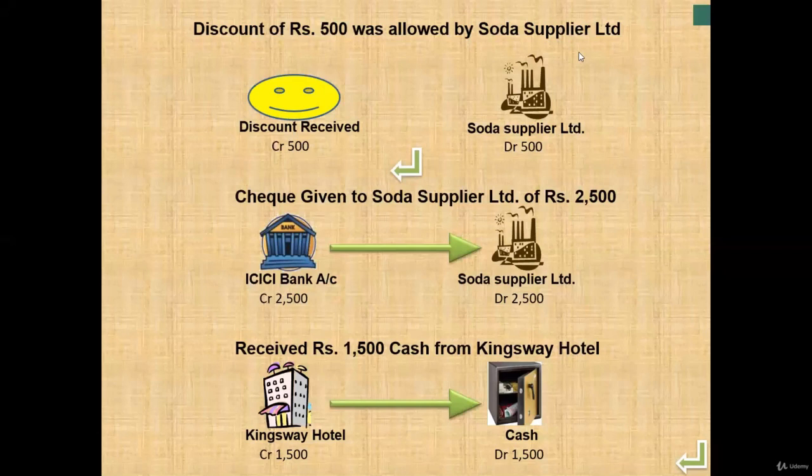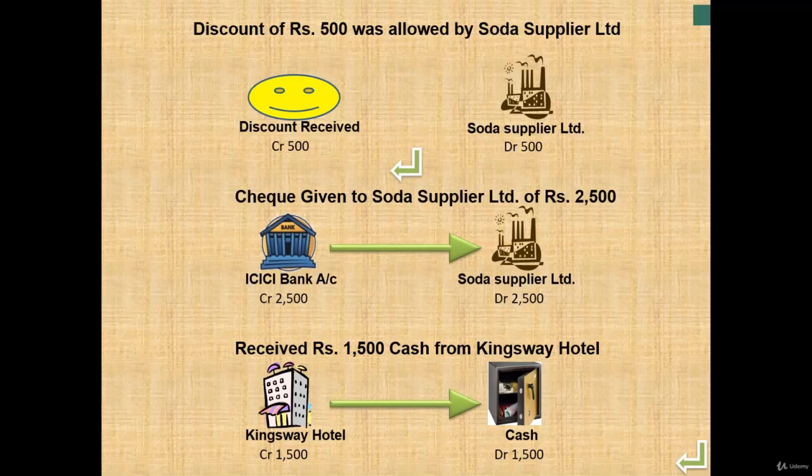Now, our next transaction is check has been given to Soda Supplier Limited of rupees 2500. So here my bank amount is decreasing as we are providing check to our Soda Supplier Limited for the balance amount. So here ICICI is my real account. For that we'll credit the ICICI account as we are decreasing our balance, and Soda Supplier Limited is receiving the amount. The receiver will be debited as per the personal account. So entry will become Soda Supplier account debit to ICICI bank account.